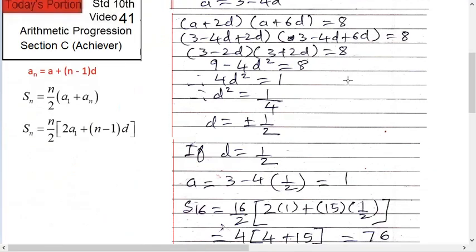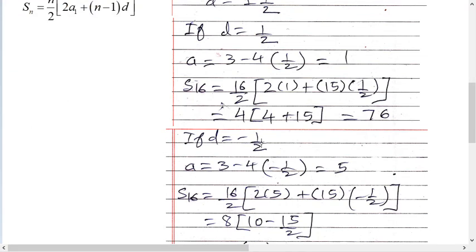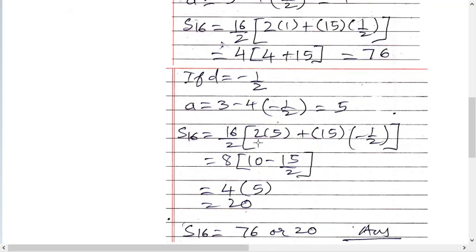We want the sum of the first 16 terms. So we got S16 when D equals 1 by 2. Now if D equals minus 1 by 2, then what? A equals 3 minus 4 into minus 1 by 2, right? Earlier it was plus, now it's minus. So 5. So S16 equals 16 upon 2 into 2 into 5, that is 2A plus n minus 1, means 15, into D, minus 1 by 2. Solve this. 8 into 10 minus 15 by 2, that is 5. So 4 into 5, so 20. So S16 equals 20.